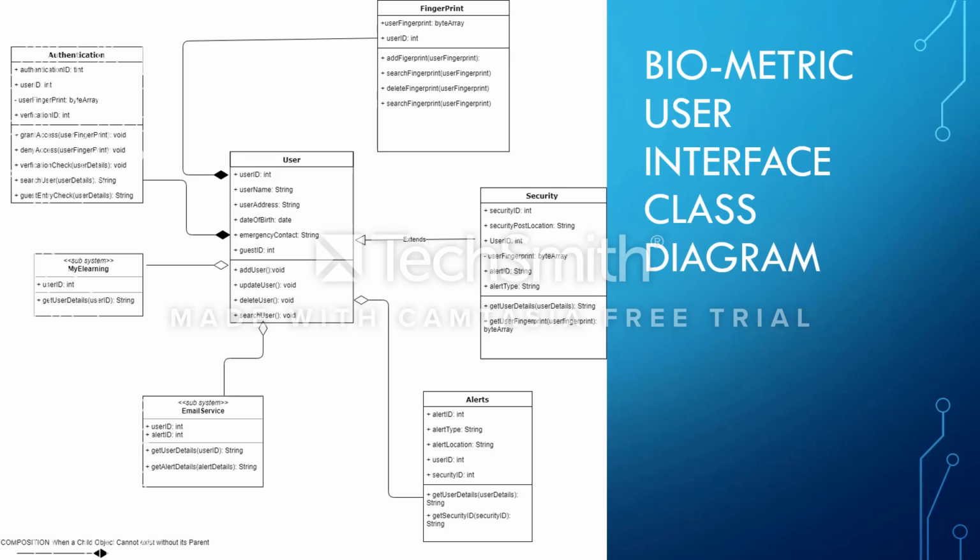Another relationship is composition, which is denoted by a shaded diamond arrowhead, which is when a child object is not able to exist without its parent object. This can be seen as authentication cannot occur without a user.